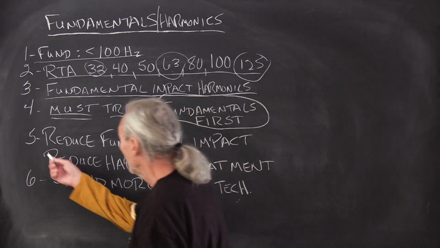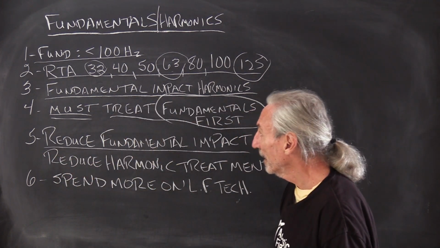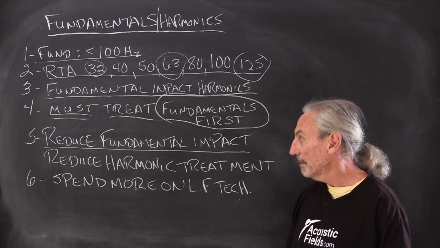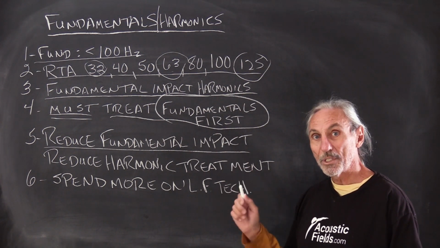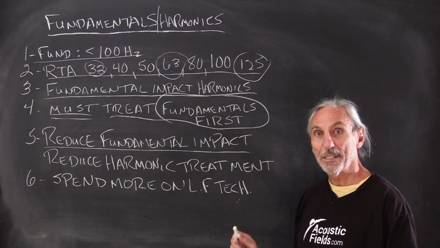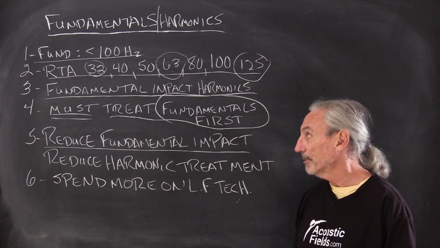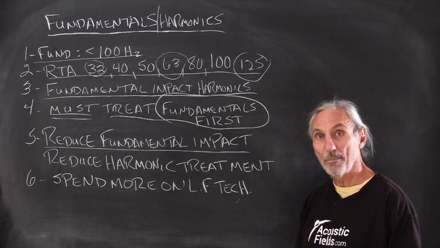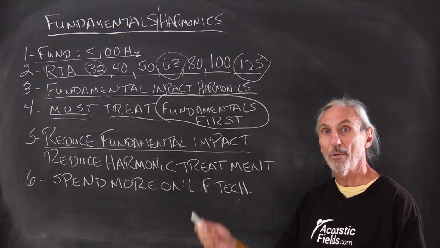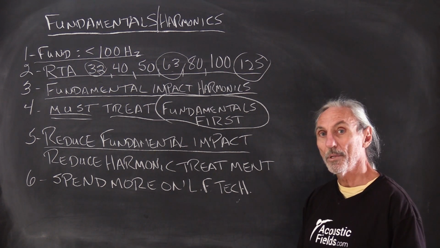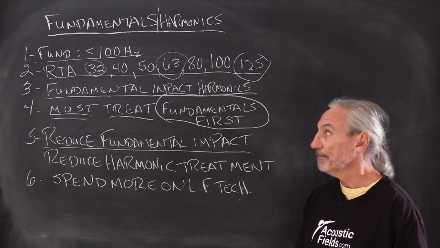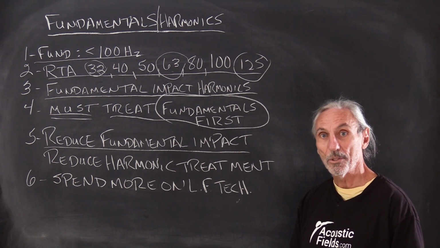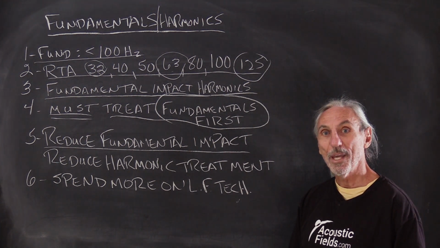So keep all of that in mind when you're doing your room analysis and you start looking at the RTA and you start taking measurements, because first things first, we want to start with the biggest elephant in the room, and that's the fundamentals. That's that 32, 40, 50, 63, 80 cycle animal we've got to try and get a lasso around and tame. And then it won't bother the other members of the family. Fundamentals and harmonics, look at the relationship between the two. Hope this helps.